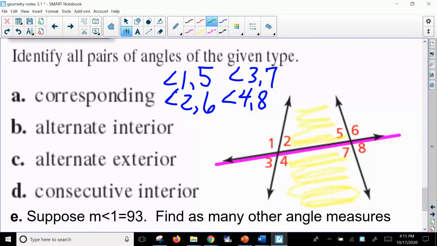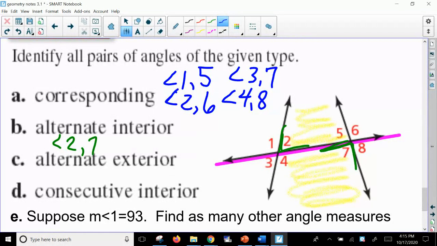Remember, they alternate, so they're on different sides of the transversal, so different sides of the purple line. They've got to be on the interior. They do not have the same vertex. So if I look at angle 2 and then angle 7, they're on opposite sides of the transversal, but they do not have the same vertex. So alternate interior would be angle 2 and 7.